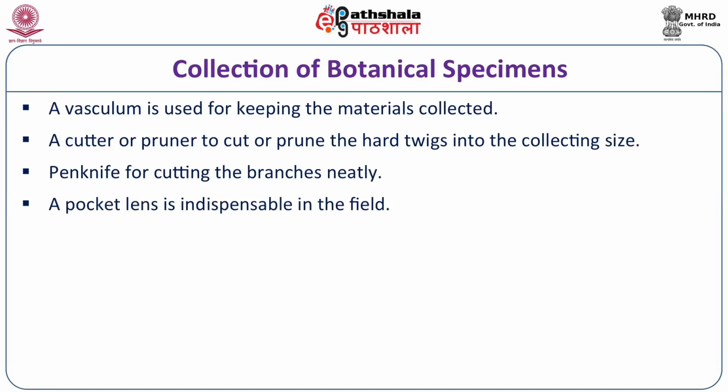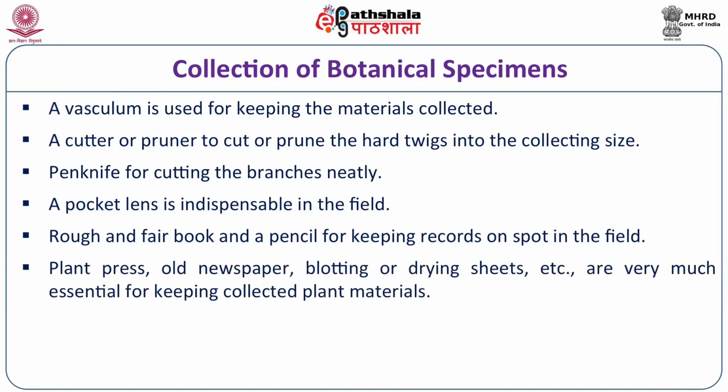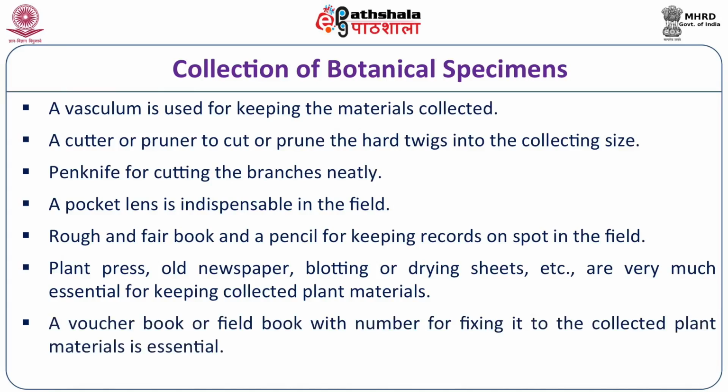A pocket lens is indispensable in the field for collection of botanical specimens. A rough and fair book and a pencil for keeping records on the spot in the field are necessary. Plant press, old newspaper, blotting or drying sheets, etc. are very important for the collection of plant materials. A voucher book with proper tag with number for fixing it to the collected material is also used during collection of botanical specimens.